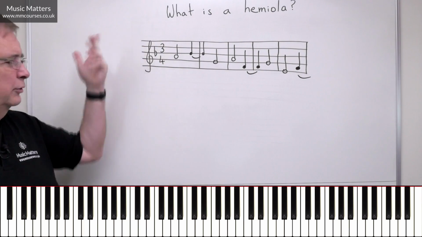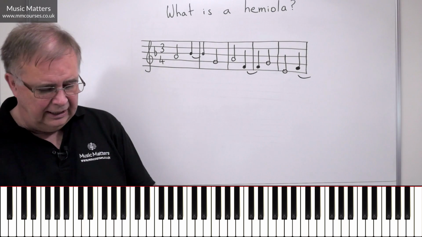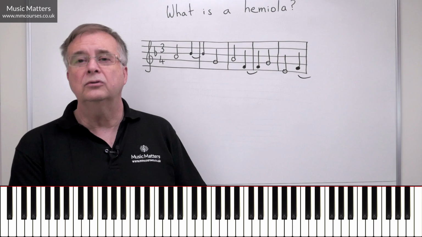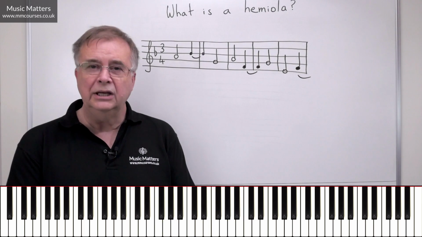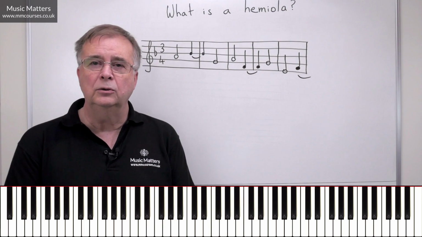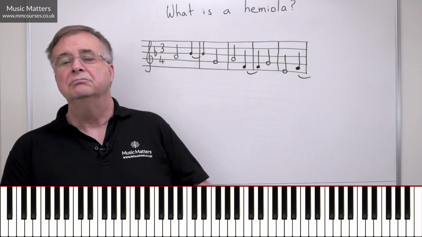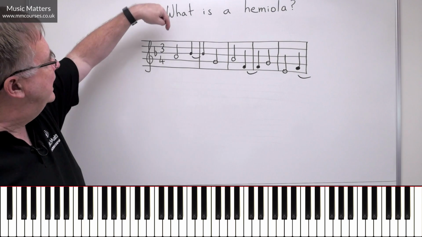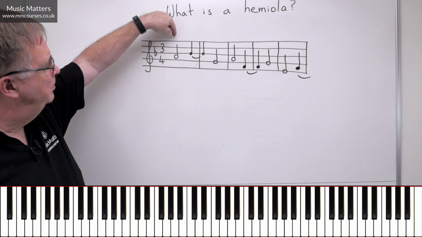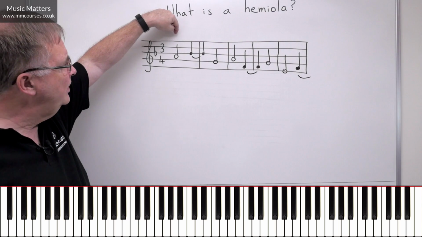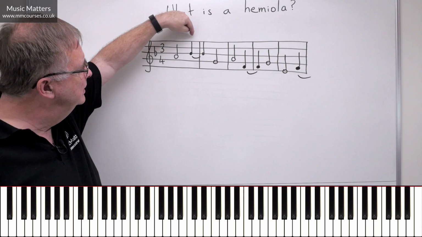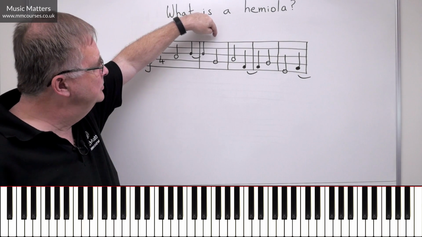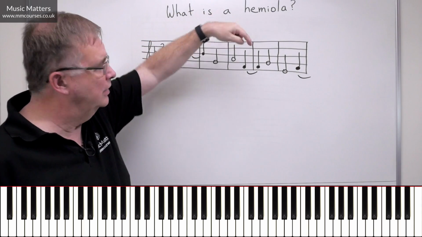Well, normally in 3/4, 3 crotchet beats in a bar, I'd be happily chugging along, going 1, 2, 3, 1, 2, 3, 1, 2, 3, 1, 2, 3. 3 beats in every bar. The hemiola trick is this. I put a note in that takes up beats 1 and 2. Then I put a note in that takes up beats 3 and 1. And then a note that takes up 2 and 3. Then a note that takes up 1 and 2.